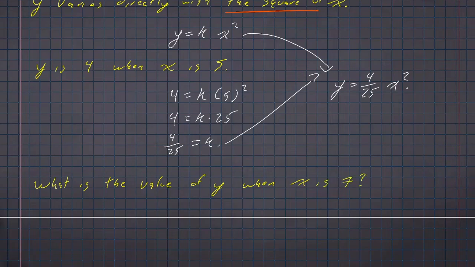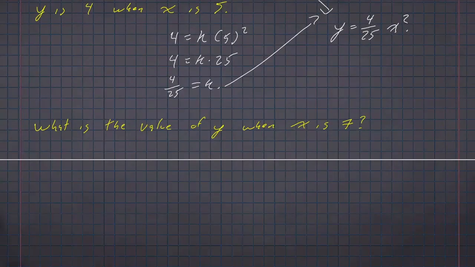What is the value of y when x is 7? Well, since we have an equation that only has x and y in it now, we can put this into that equation. I don't know what y is. I know that k is 4/25, and I know that in this case, x is 7.